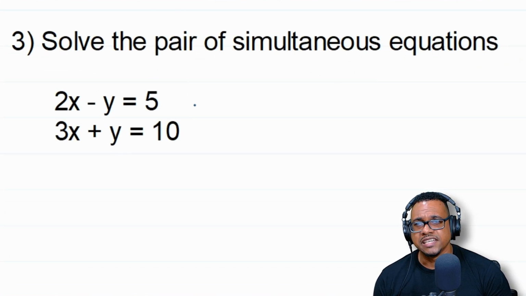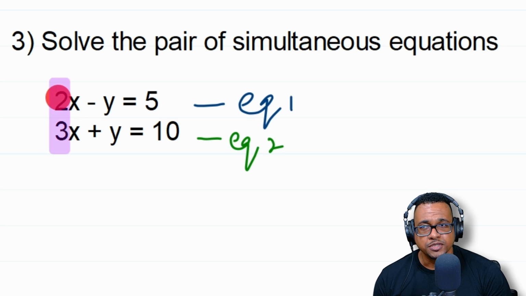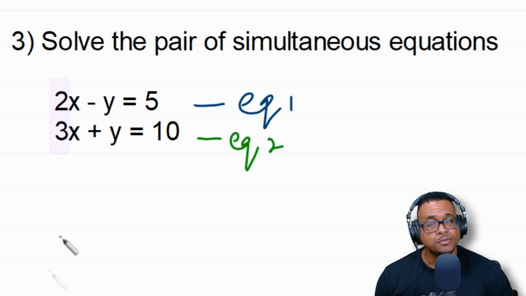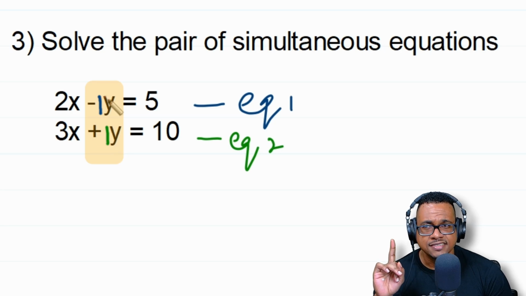The first thing we'll do is label the equations. So equation 1 and equation 2. Now, if we look at the coefficient of x in equation 1 and the coefficient of x in equation 2, they are different. So there's no way we'll be able to get 0 using the x's. But if we look at the y's, there's a 1 in front of the y, so that'll make it negative 1y. And here we have positive 1y. So the magnitudes being 1 are the same.